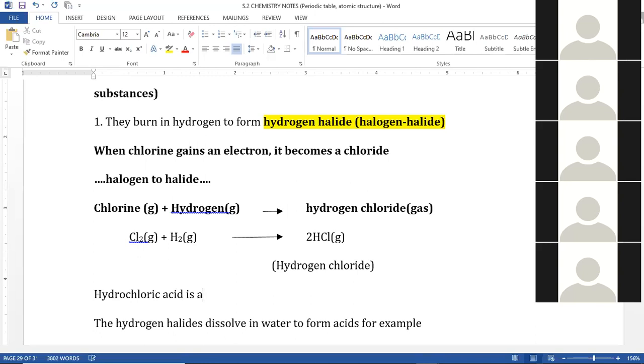Now, for us to get hydrochloric acid, we dissolve hydrogen chloride in water, as we see in our notes. I don't know if the girls have a question for me as far as that's concerned.